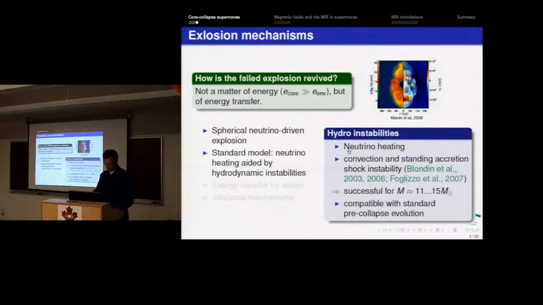But it is not clear how well the same mechanism works for higher mass stars. And it's also not yet demonstrated that this is extremely robust. Thus, there's still some debate about it.